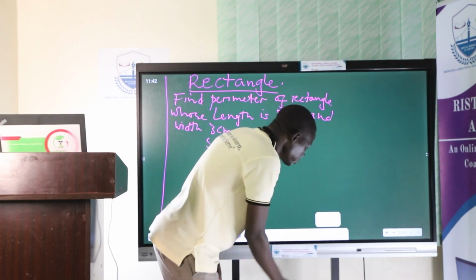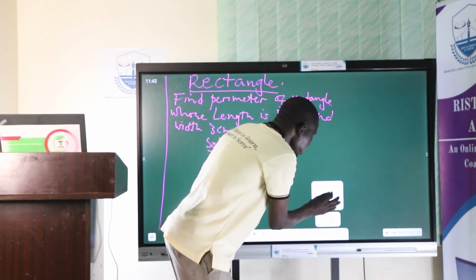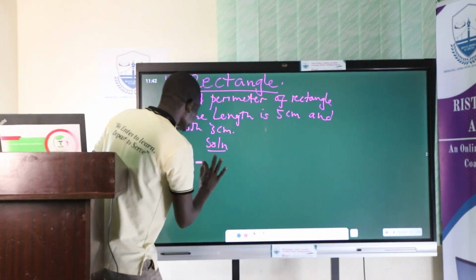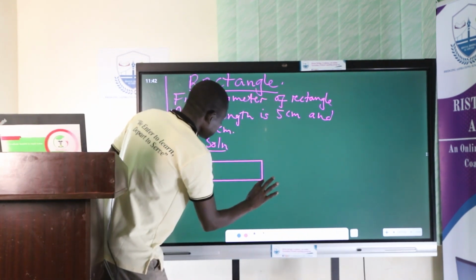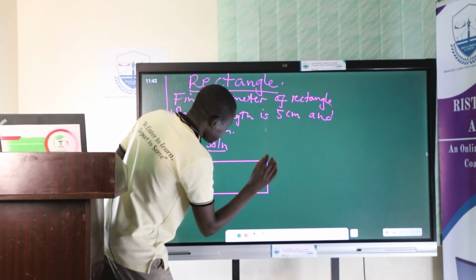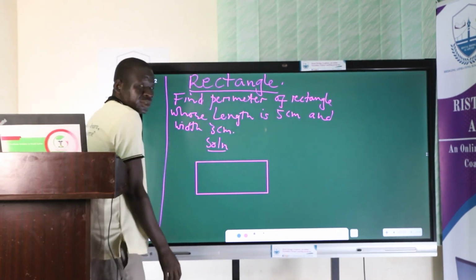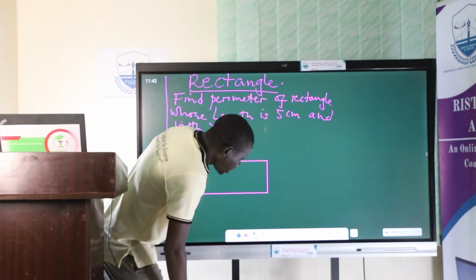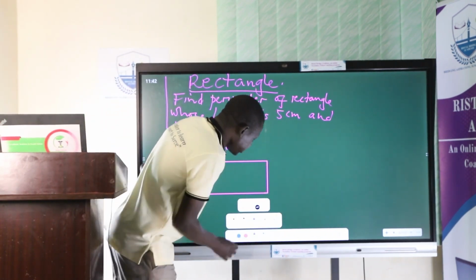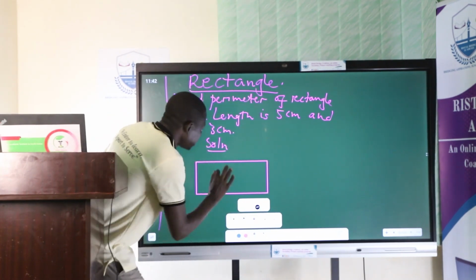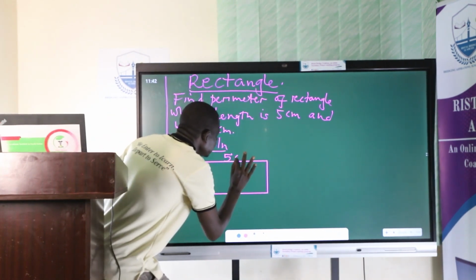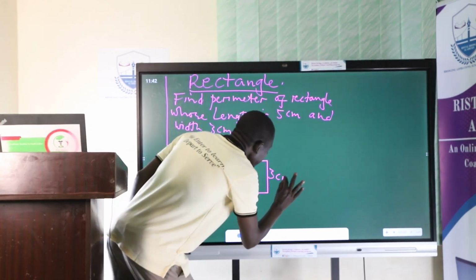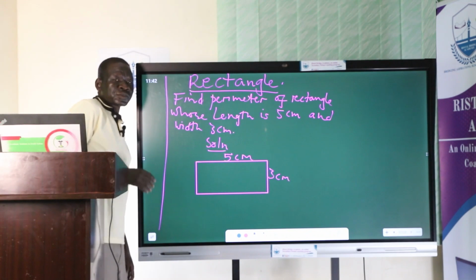The rectangle. So here is how the rectangle looks like. We shall draw it like this. That is how the rectangle looks like. Then we can now put the dimensions. The length is 5 centimeters. The width is 3 centimeters.